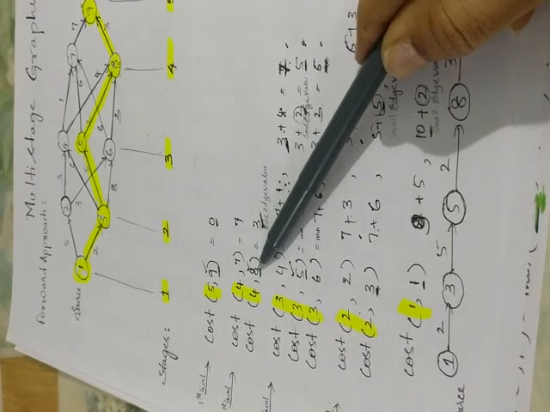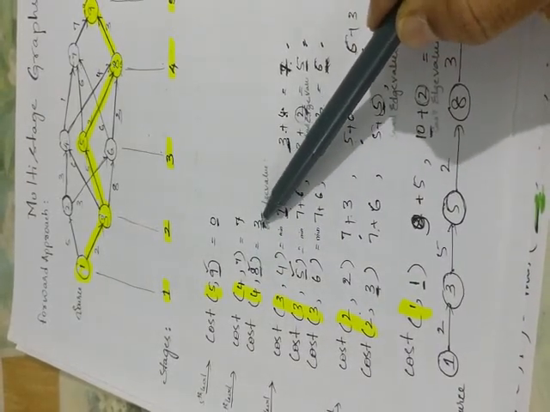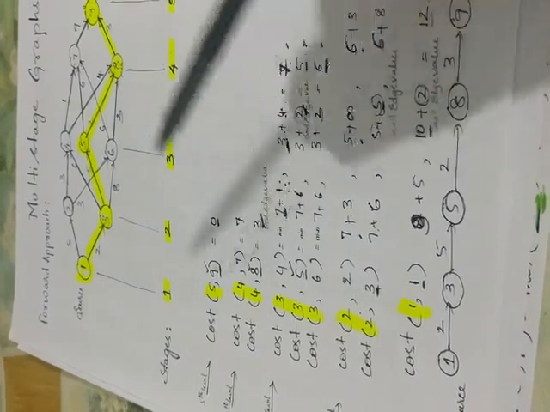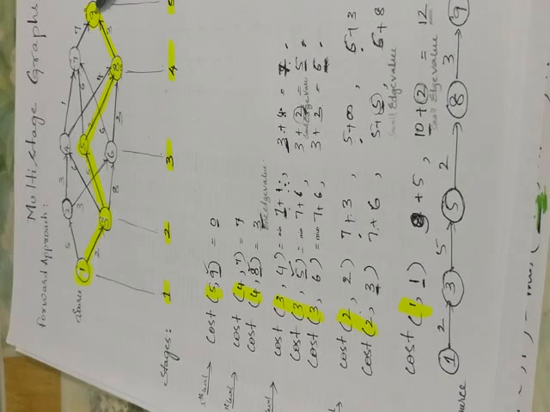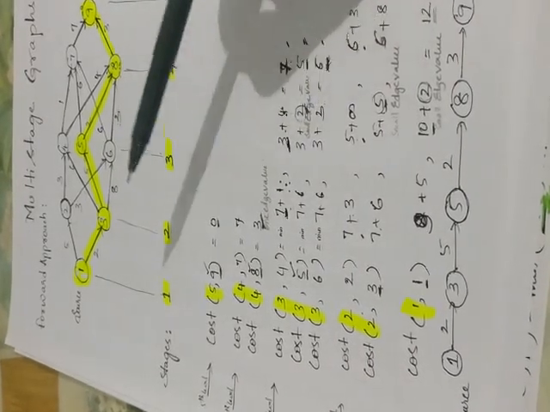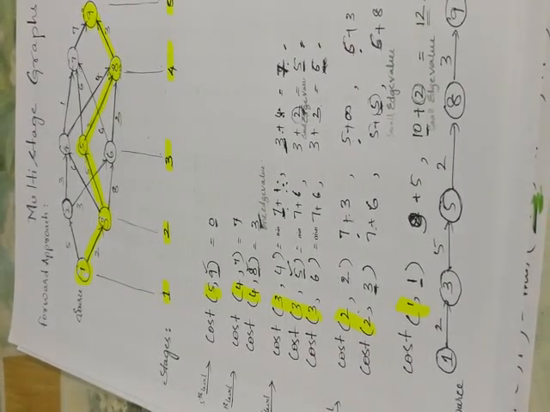And at 8, I have only one edge value, and so it is ultimately the smallest. So from 8 to 9, that is from 9 it will be 0. So you can see here, this is how we have calculated the shortest path in the forward approach for multi-stage graphs. Thank you.